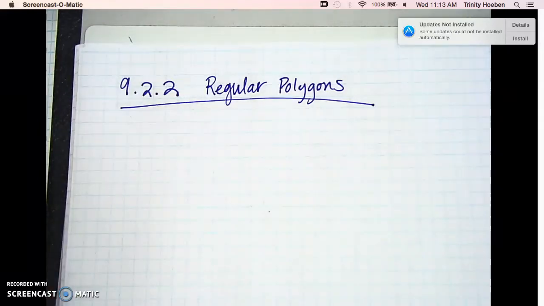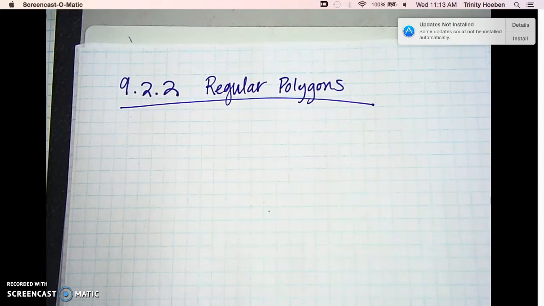So 9.2.2 is just going to cover regular polygons. Yesterday we covered circles as well, both doing their circumference and their area. Today we're just going to narrow our focus and look at regular polygons. And the formula that we used was area equals 1/2, and then we had that new fancy word we learned yesterday. Who remembers that fancy word? Apothem, right? The apothem times the perimeter. Okay, and the perimeter is going to change for each polygon depending on how many sides it has.